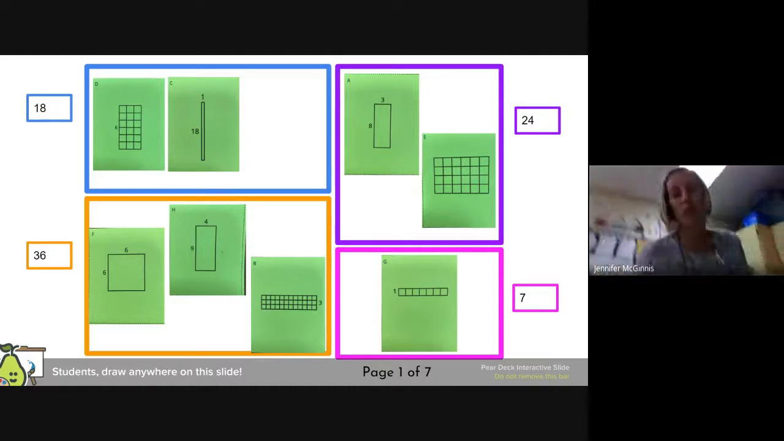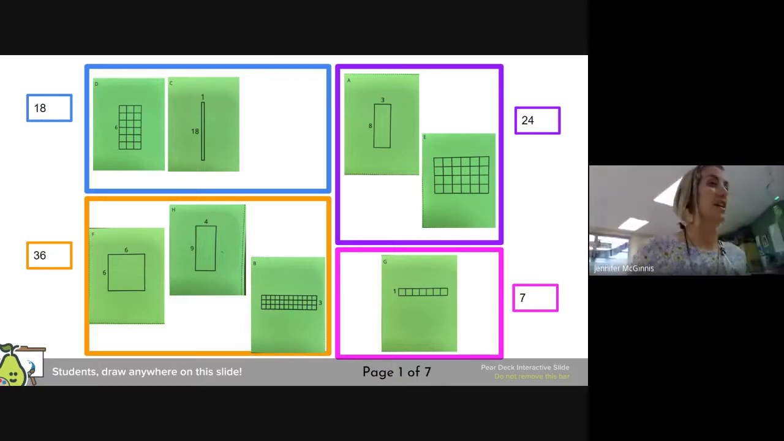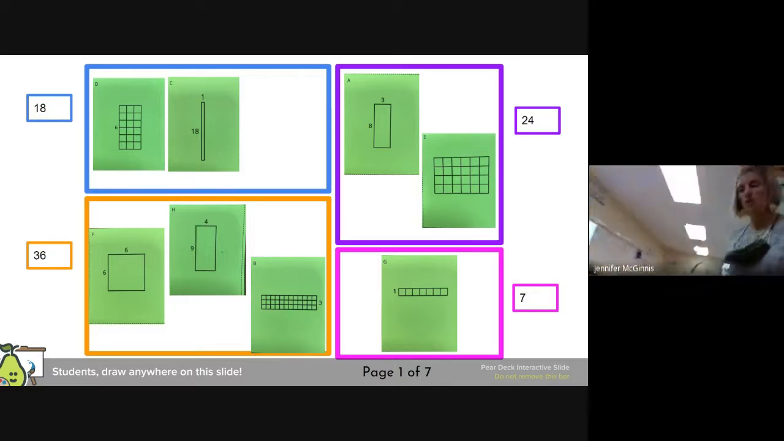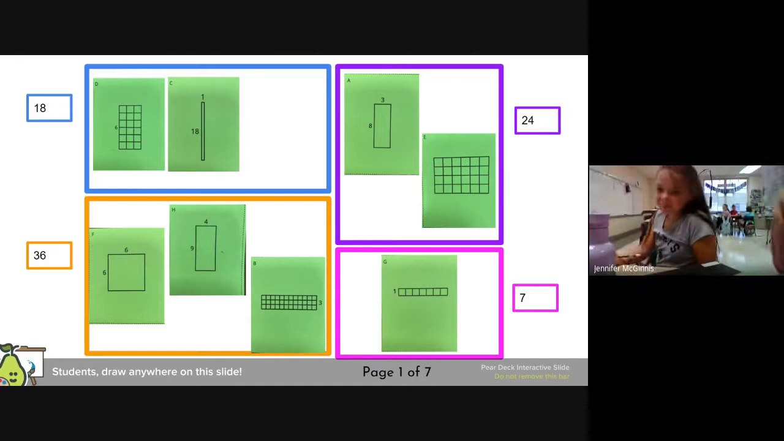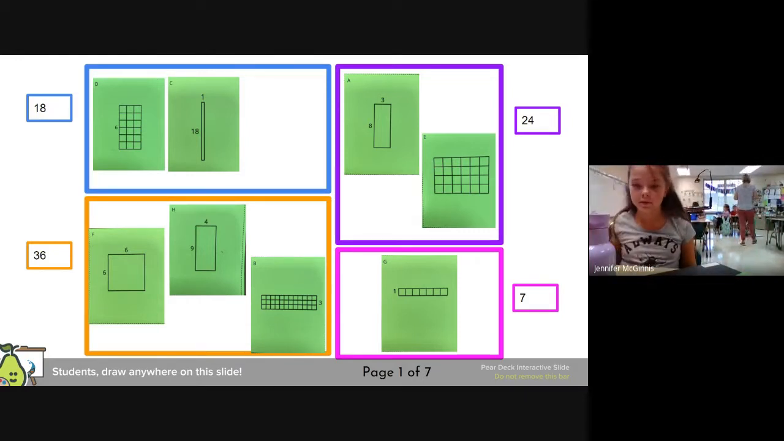Jackson, I want you to work with Chloe for a second. Just one more box for each one. I just want one more. So draw your classwork line. Can you draw one more box for these areas?